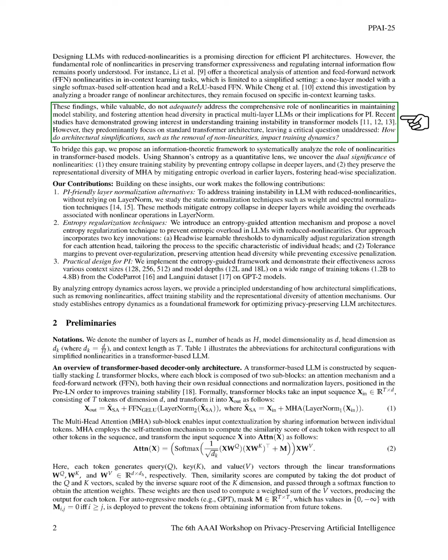To fill this gap, we propose an information theoretic framework to analyze nonlinearities in transformer models. By applying Shannon's entropy, we reveal that nonlinearities play two key roles. They help maintain training stability and support the diversity of attention mechanisms. Our contributions include 1. PI-friendly layer normalization alternatives. We investigate static normalization methods, like weight and spectral normalization, to reduce training instability without relying on layer norm.